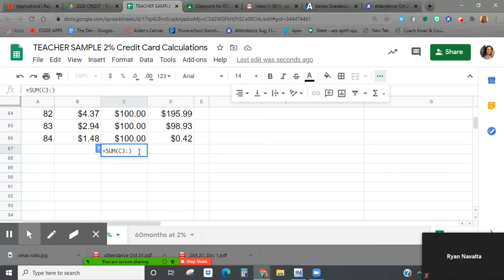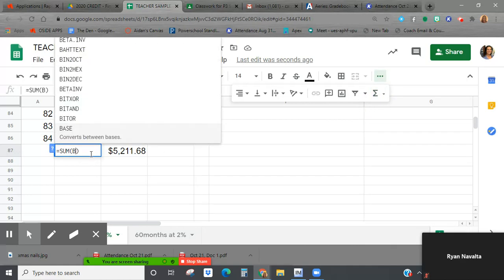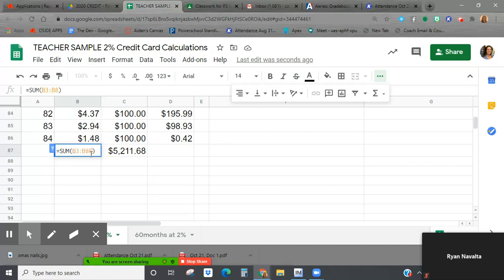Now this is going to be a different number for all of you because I am going to C86 because I had 84 payments. You're going to need to make sure you get all the way down to this last cell, whatever it is for you. And then I want you to sum up the payments you made here as well. Let's sum these up with the summation function at the bottom. And this is going to be B3 to B86.